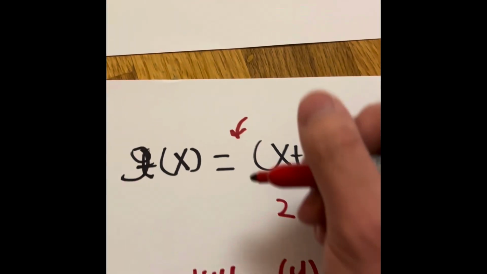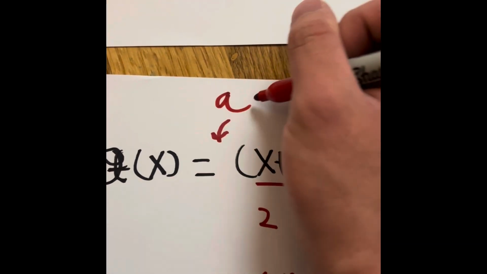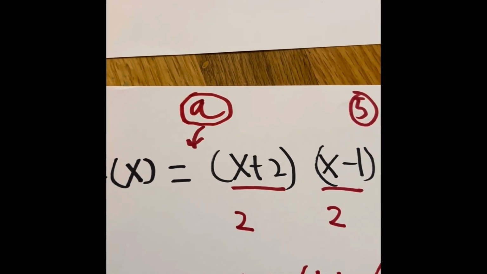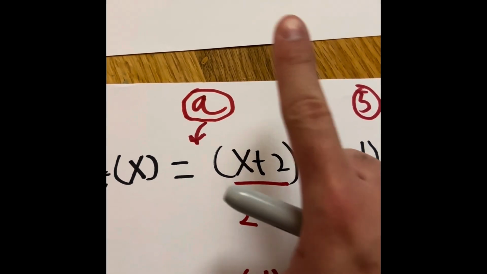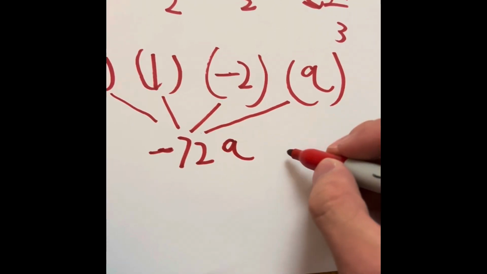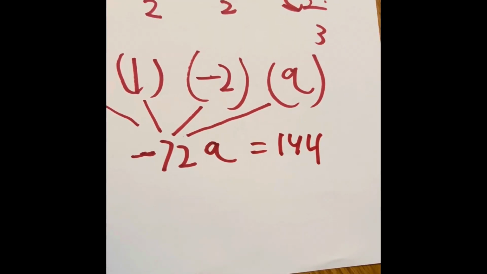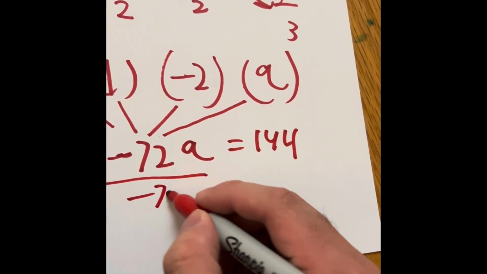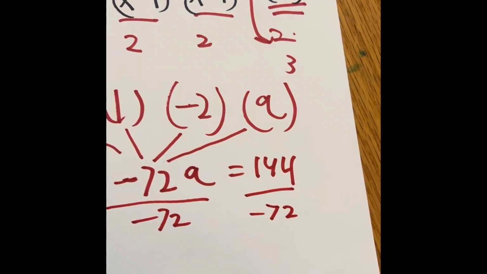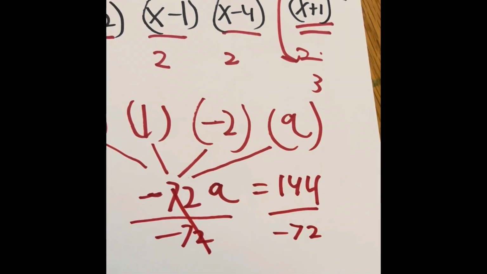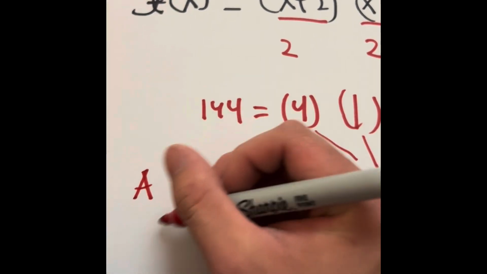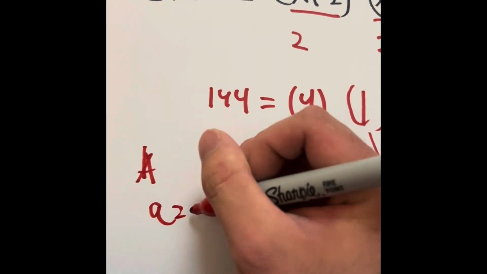But hang on, we still have no idea what that letter A is. And since we have somewhere to go, we have a solution. We are going to set negative 72a equal to 144. Use a simple algebra method by dividing by negative 72 and dividing this by negative 72, and a is going to equal negative 2. So A is going to equal negative 2.